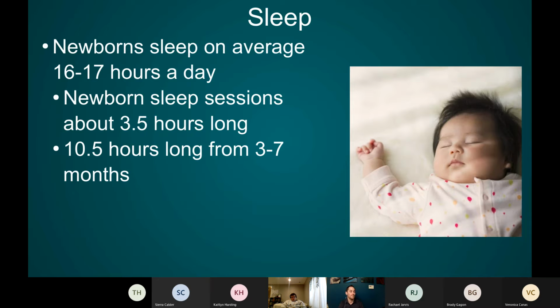3 to 5 hours. And then it'll expand, those little chunks will expand generally to about 10.5 hours at about 3 to 7 months, just depending on the child. My children were closer to around 8 months when they got a big enough chunk like that. Some children might be even longer or very short.